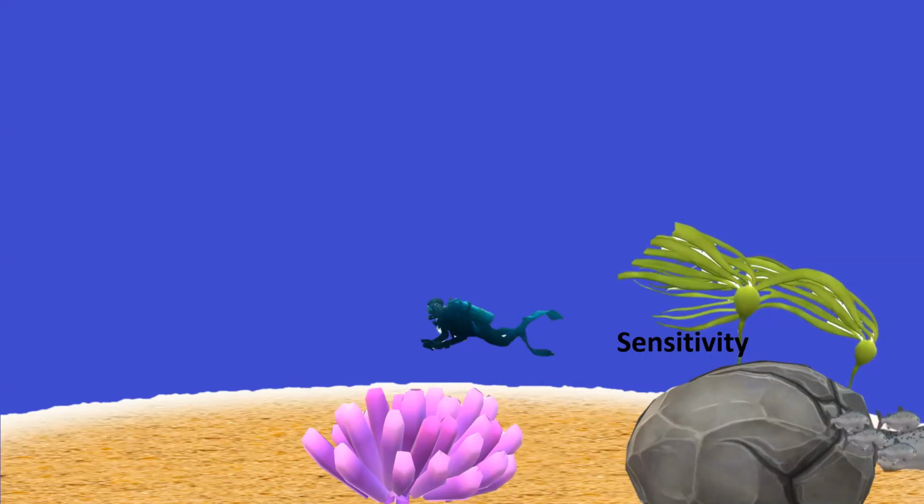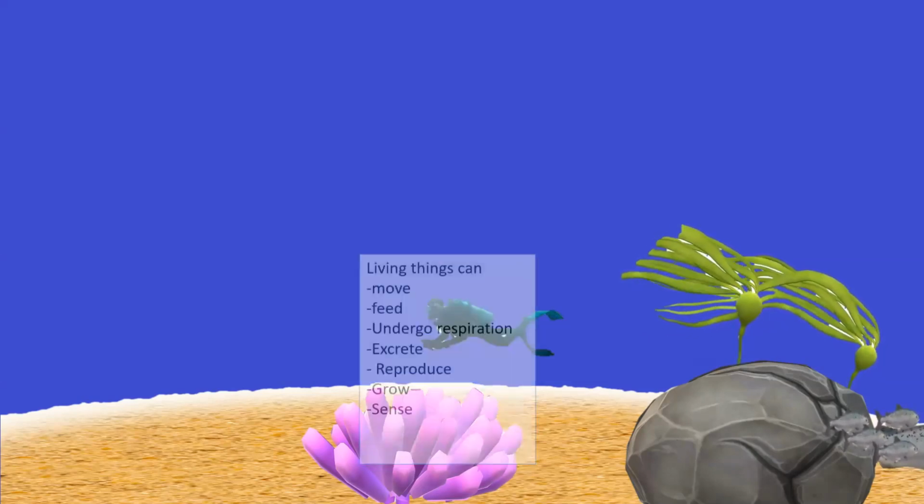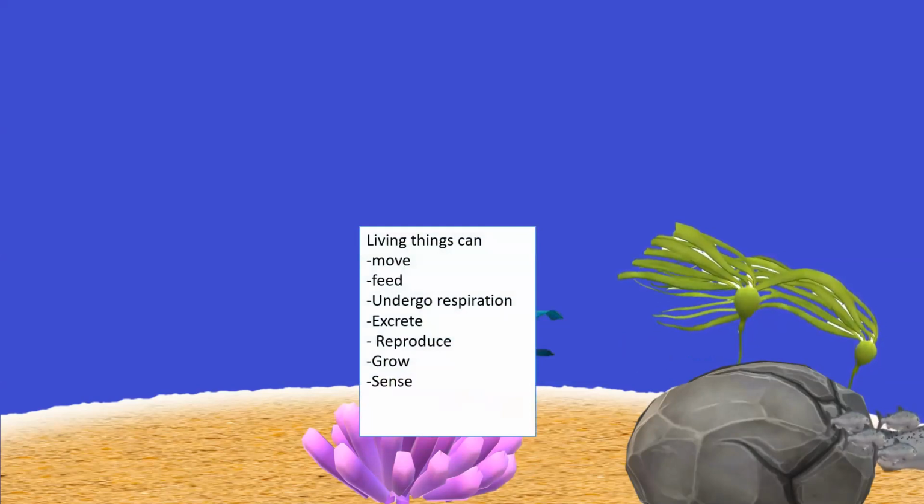Sensitivity. Okay, so if you're having some difficulties to understand or memorize this term, you can also use alternately the ability to sense. So this is a summary of living things. These are the characteristics of living things. Living things can move, feed, undergo respiration, excrete, reproduce, grow, and sense.